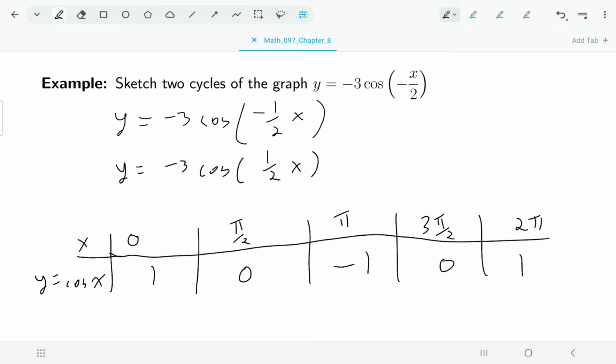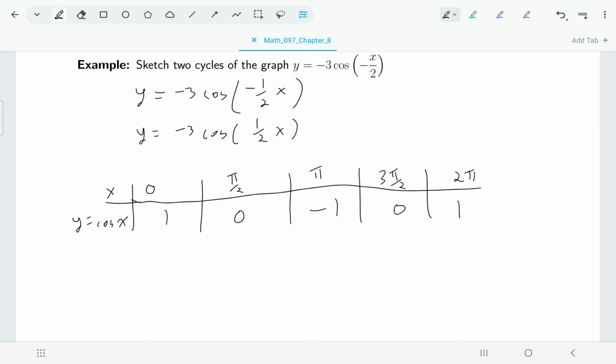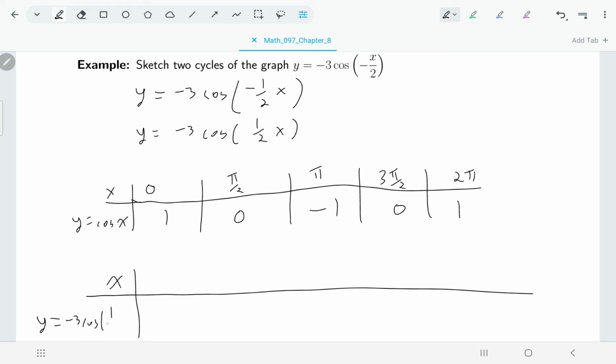And again, the transformations here are one of them vertical, one of them horizontal. I'm going to just get myself going here. So we are going to find the y values for -3 cosine of 1/2 x. And for the x values, I'm going to take every x value and divide by 1/2. And of course, if we're taking x values and dividing by 1/2, that's the same thing as taking our x values and multiplying them by 2.